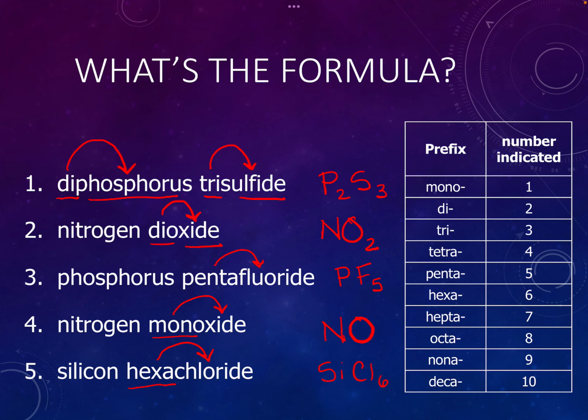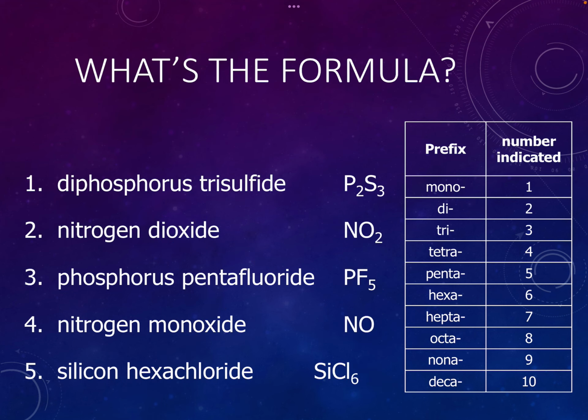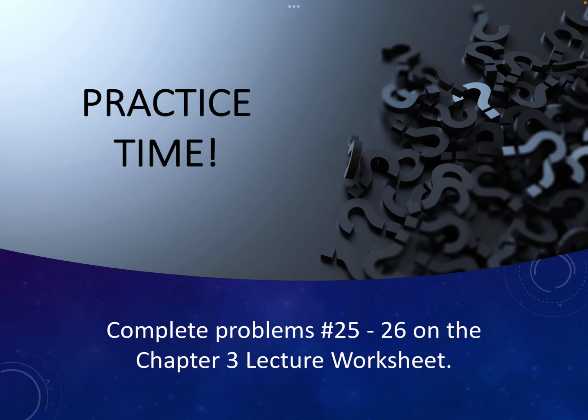Okay, so hopefully this is really straightforward. When we're writing the formulas, we're just going to use our prefix to tell us how many of each element there are. I think you should be happy when you come across these molecular compounds because they tend to be easier than our ionic compounds. All right, let's go ahead and get some practice on this. Do problems number 25 to 26 on the Chapter 3 lecture worksheet. Once you're done, come back and we'll keep going.